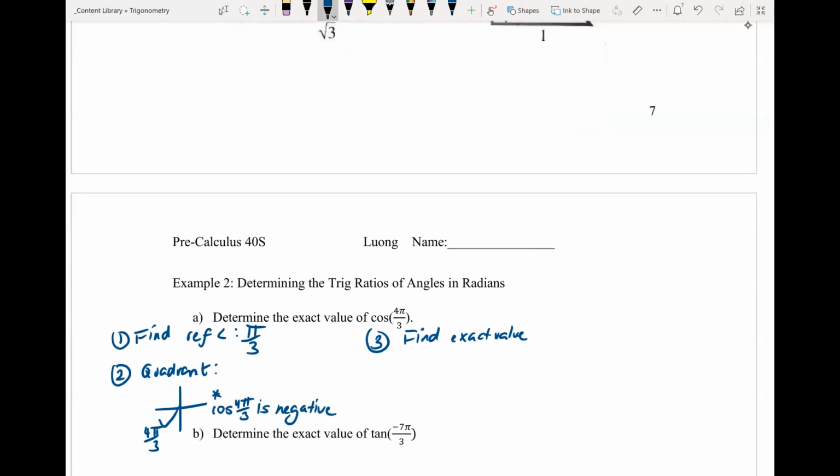So that your exact value then is 1 over 2. And don't forget your negative, because we just stated in the second step that cos 4 pi over 3 is negative because cos is negative in quadrant 3. And that would be our final answer.